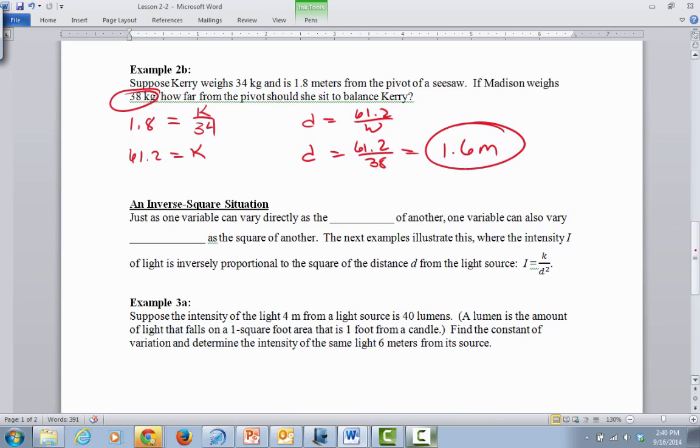Okay, an inverse square situation. Just as one variable can vary directly as the square of another, one variable can also vary inversely as the square of another. The next examples illustrate this, where the intensity I of light is inversely proportional to the square of the distance from the light source. So here is our formula right there. Okay, so you can see D is squared on the bottom.